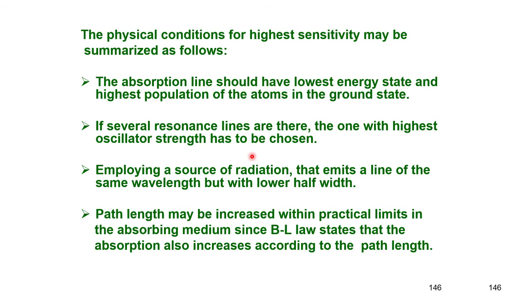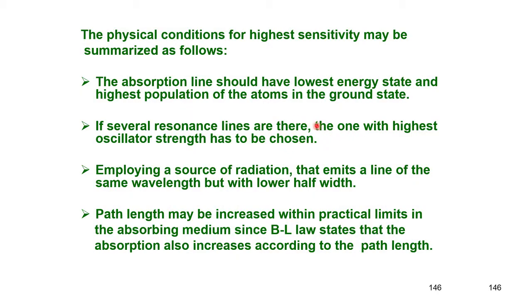Now, for this, the absorption line should have the lowest energy state, and the maximum number of atoms should be in the lowest energy state. That is the first condition, and the second condition is that the highest population of the atoms must be in the ground state. I want to make an absorption measurement. If the atoms are already in the excited state, it will not be sensitive. So, the first condition for all atomic absorption is that all the atoms must be in the vapor state and they should be in the ground state in the vapor state. Okay, that is the first condition.